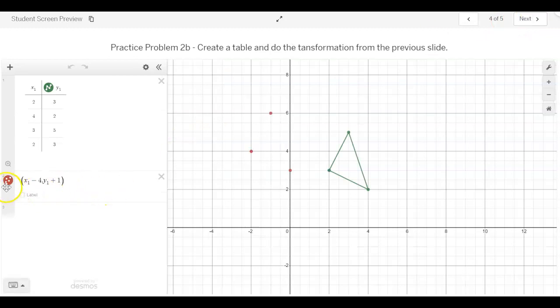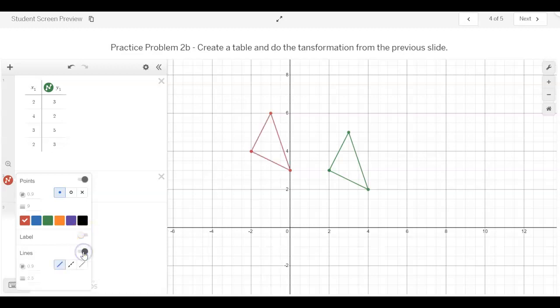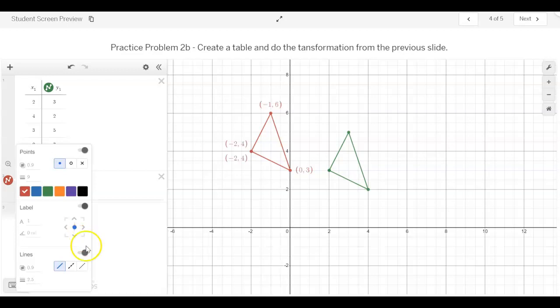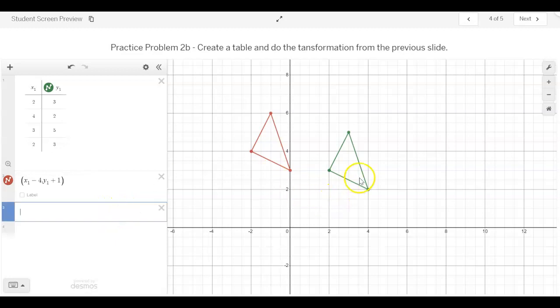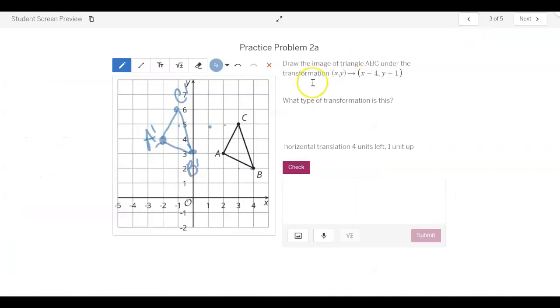So now that I've made the transformation, I'm going to click and hold on the red circle with the white dots. I'm going to go down here and click lines. That's what I want. If you want to see the coordinates, you can click label and it will label the coordinates. But right now I just want to look at the lines. So now I'm looking at my two triangles. Do they look like the two triangles on the previous page? Well, they sure do, but just so much prettier, right?